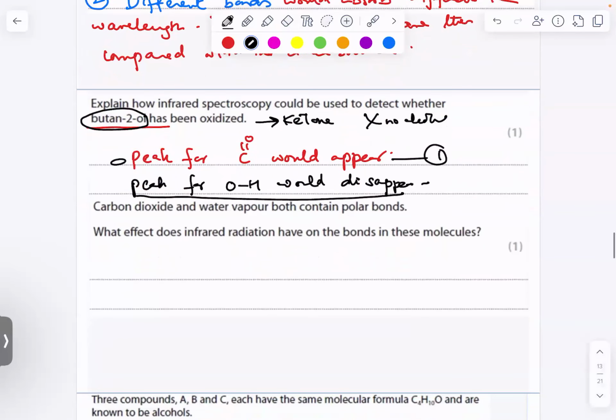All right. Carbon dioxide and water vapor both contain polar bonds. What effect does infrared radiation have on the bonds in these molecules?